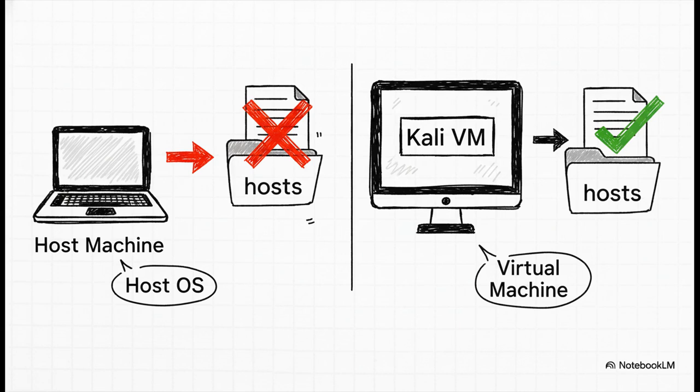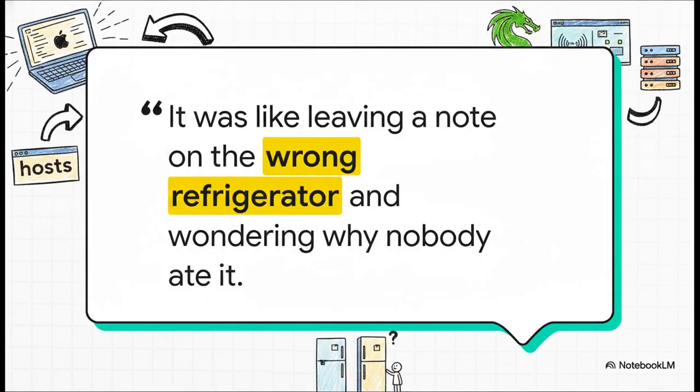Now this slide right here highlights an absolutely crucial point, one that trips a lot of people up. You have to edit the hosts file on the machine that's actually making the requests. So if you're running all your tools from your Kali VM, edit Kali's hosts file. If you're just browsing from your Windows or Mac host machine, you have to edit that system's hosts file. And this quote just perfectly captures that mistake.